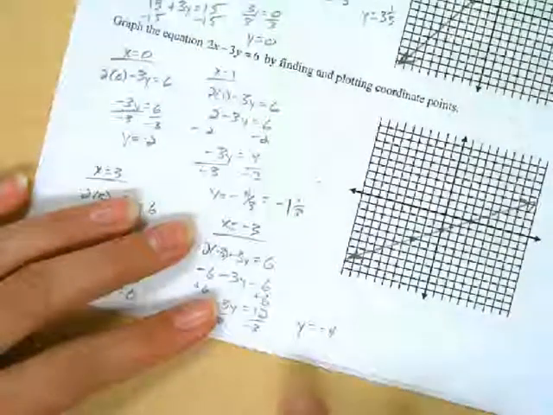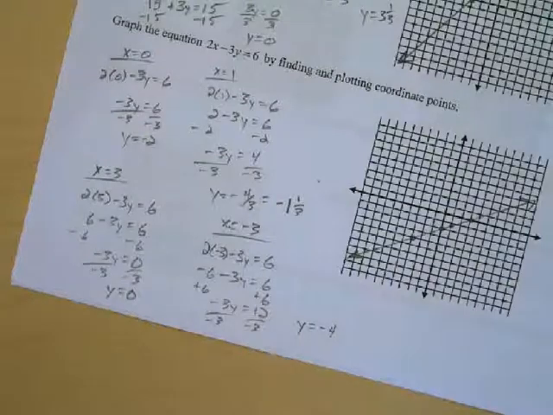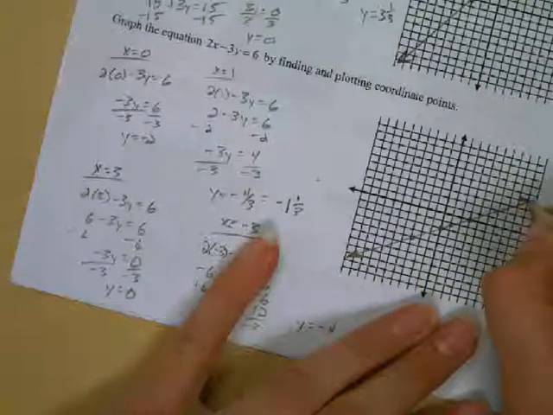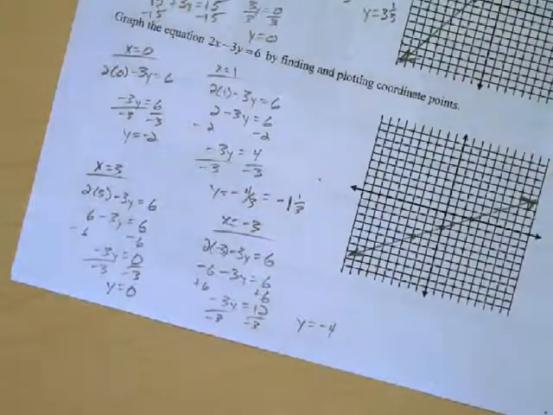Again, you have to draw that line. If you stop and you just plot points, you lose a lot of points on your test. So make sure you draw the line, show your little arrows to show that it's infinite in both directions. And that is the end of basic graphing. Good luck.